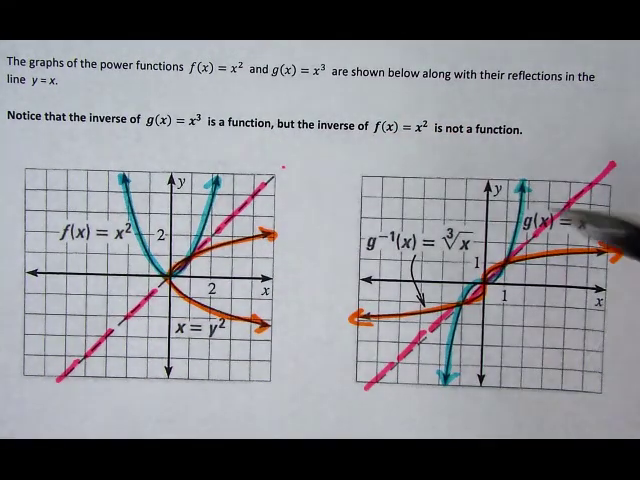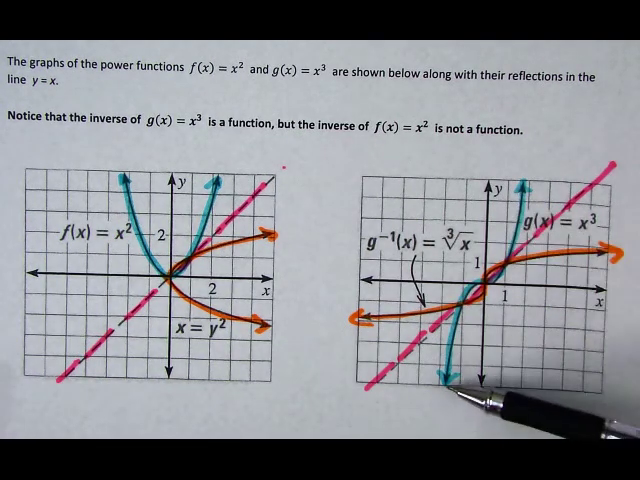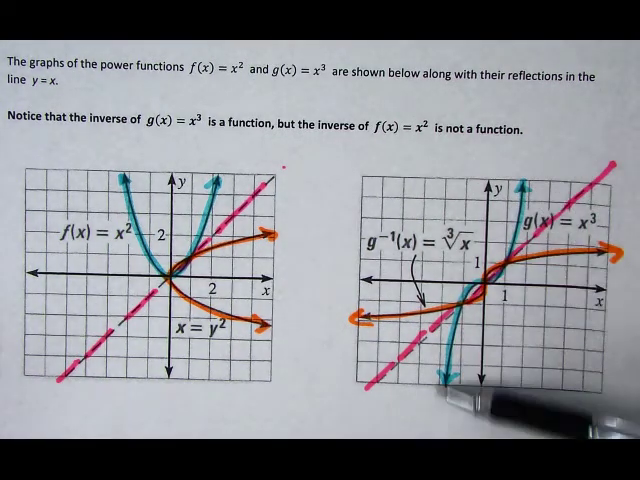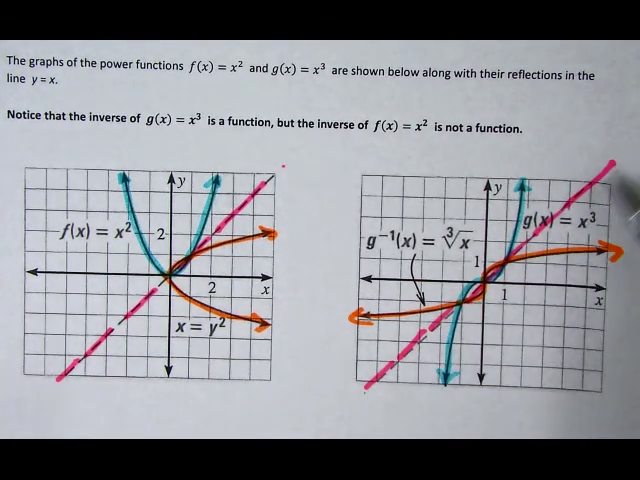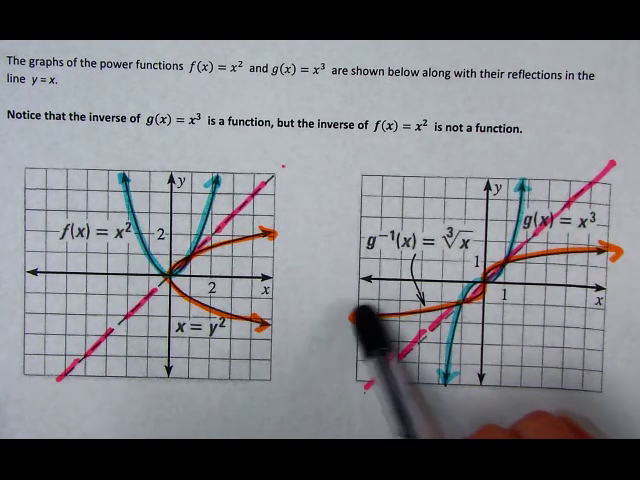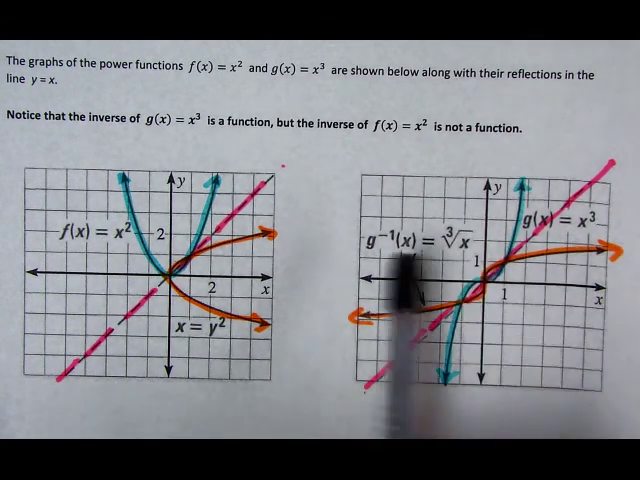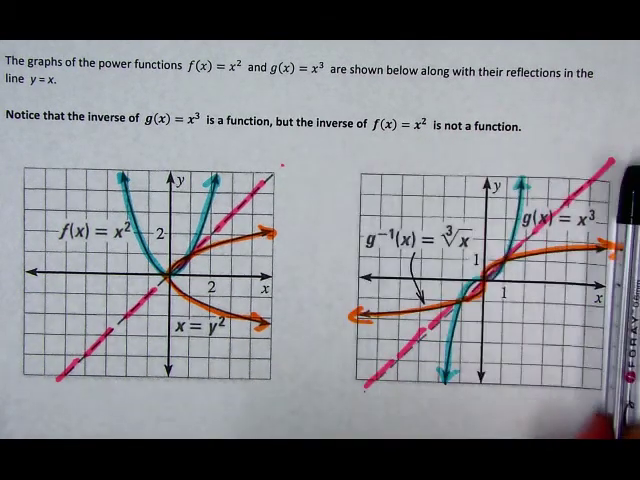Now over on the right, with my cubic function, if I take my blue graph and flip it over my y equals x line, which is the pink one, I'm going to result in this orange graph, which does pass my vertical line test.